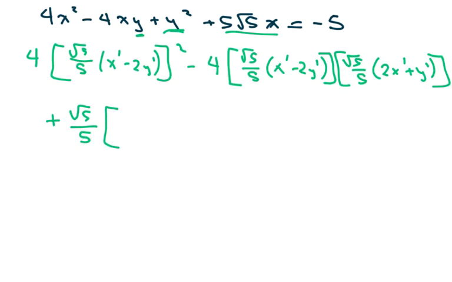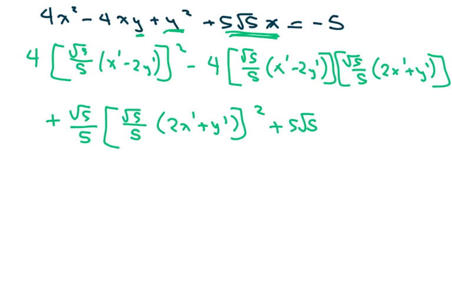And we're doing this part now. Square root of 5 over 5, 2x prime plus y prime, and then the last part, this part. This will be plus 5 square root of 5 times square root of 5 over 5, x prime minus 2y prime. And this equals negative 5. All right, the next thing we're going to do is we're going to multiply both sides by 5.